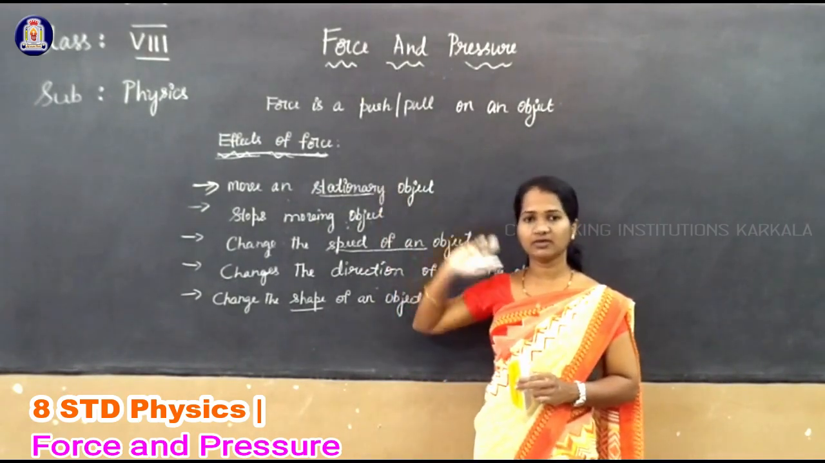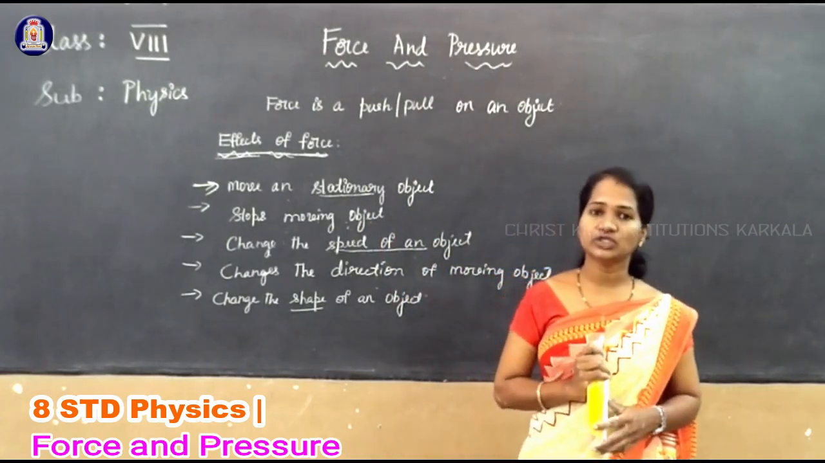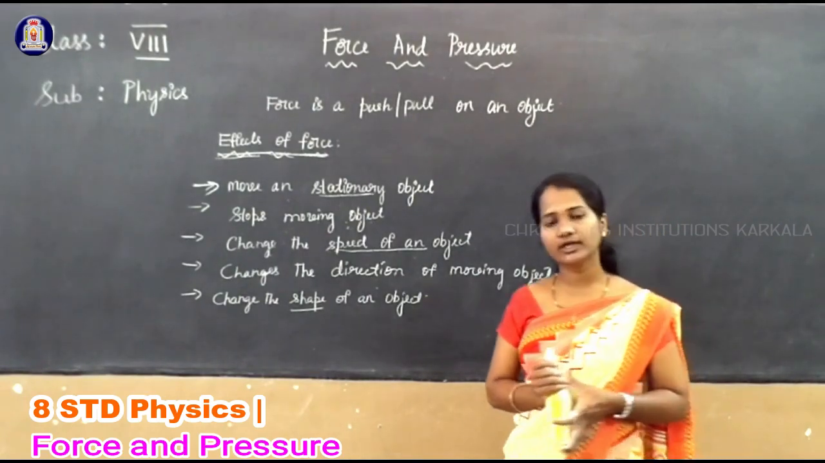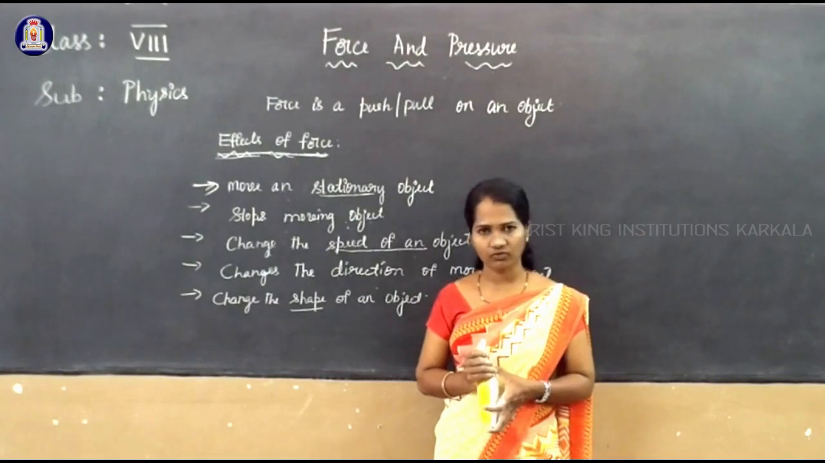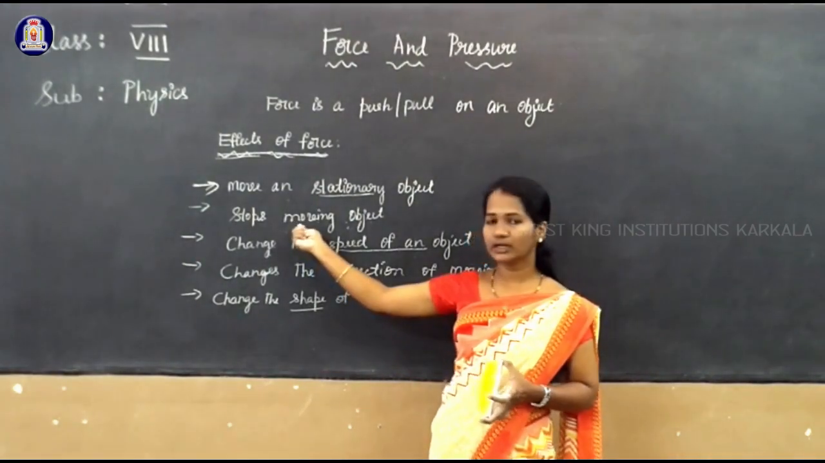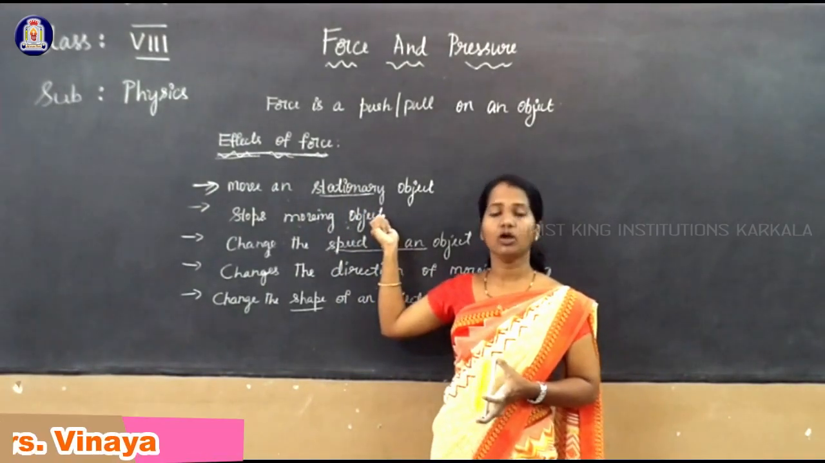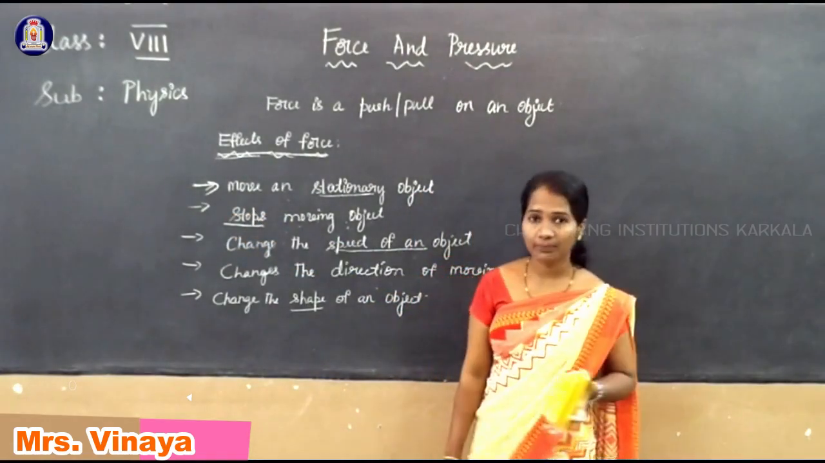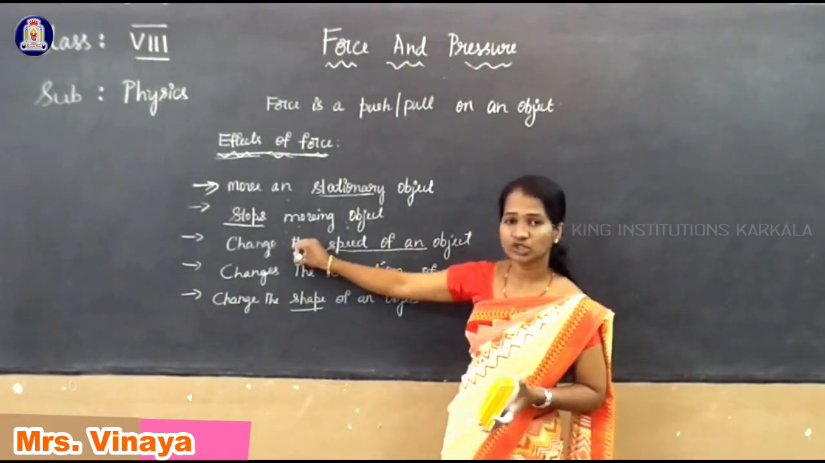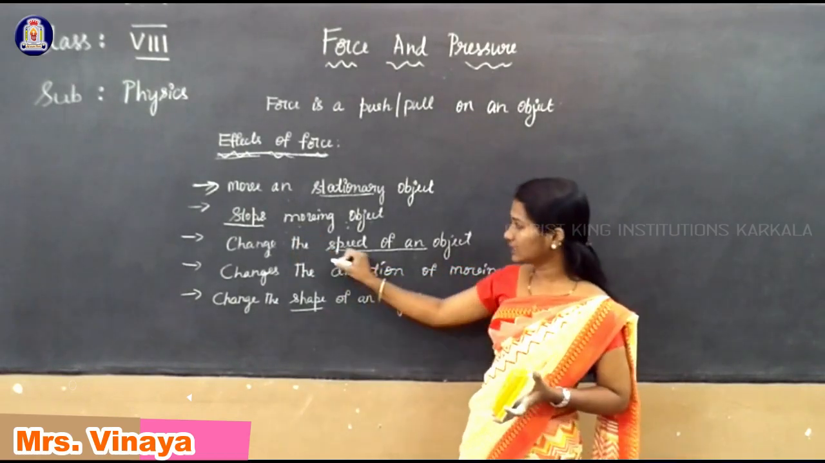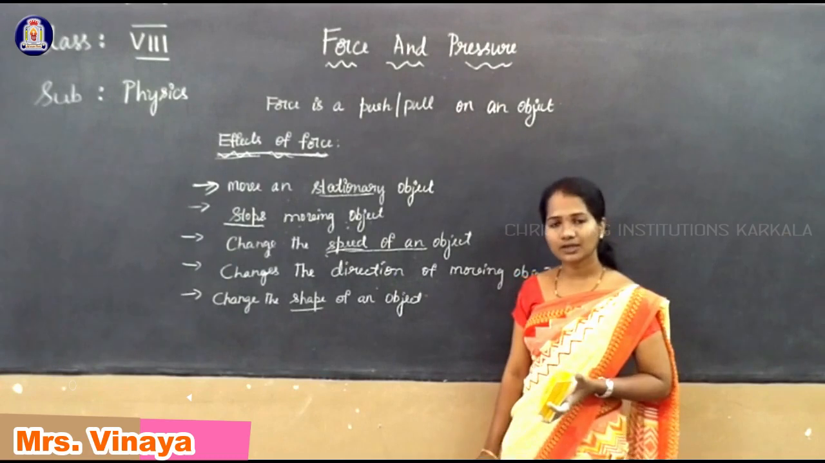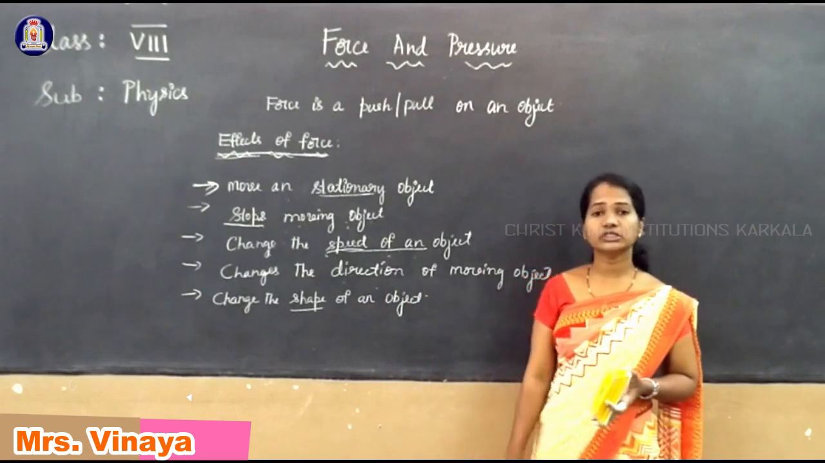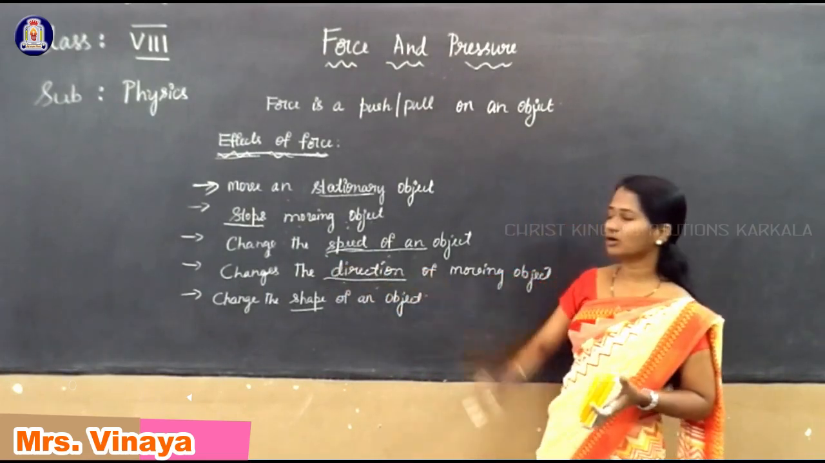So what are the effects of forces? Using force, we can make a stationary body move. It is possible to move a stationary body by applying force. We can make a moving body come to a stationary position, or it is possible to stop a moving body. An object can be stopped by applying force. It is possible to increase the speed, or decrease the speed of an object by applying the force. And also, force is used to change the direction of a moving body.